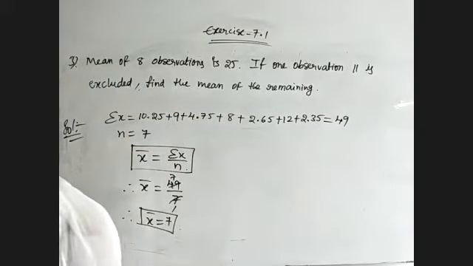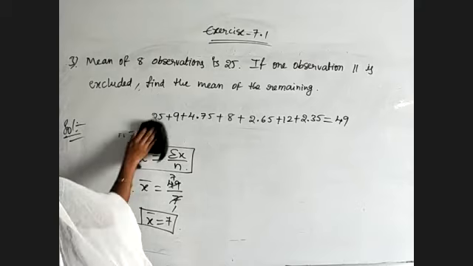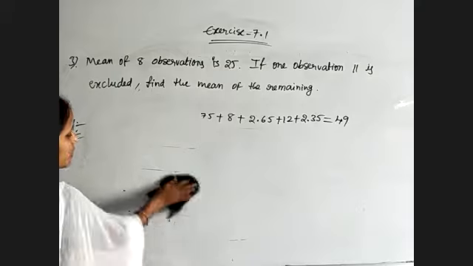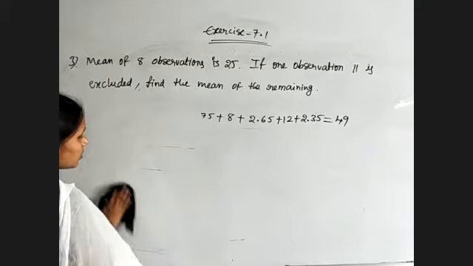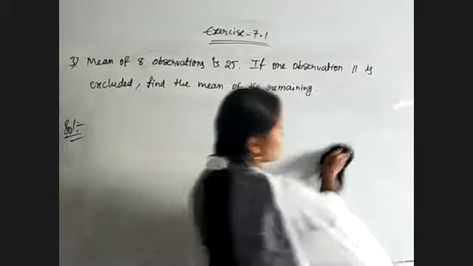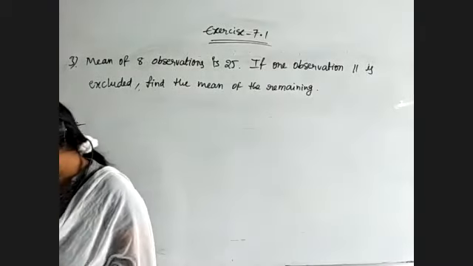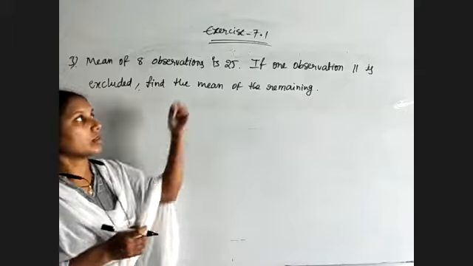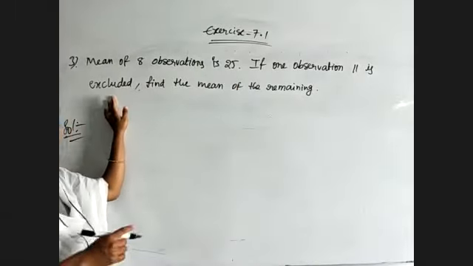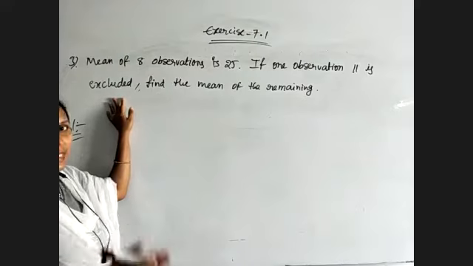Okay, observe the question carefully. Here they have mentioned the mean of 8 observations is 25. Mean is given, number of observations is 8. So what is missing? The sum of the observations is missing. Find out the sum of the 8 observations. And after doing so, one observation, 11, is excluded. Excluded means removed. Included means added.